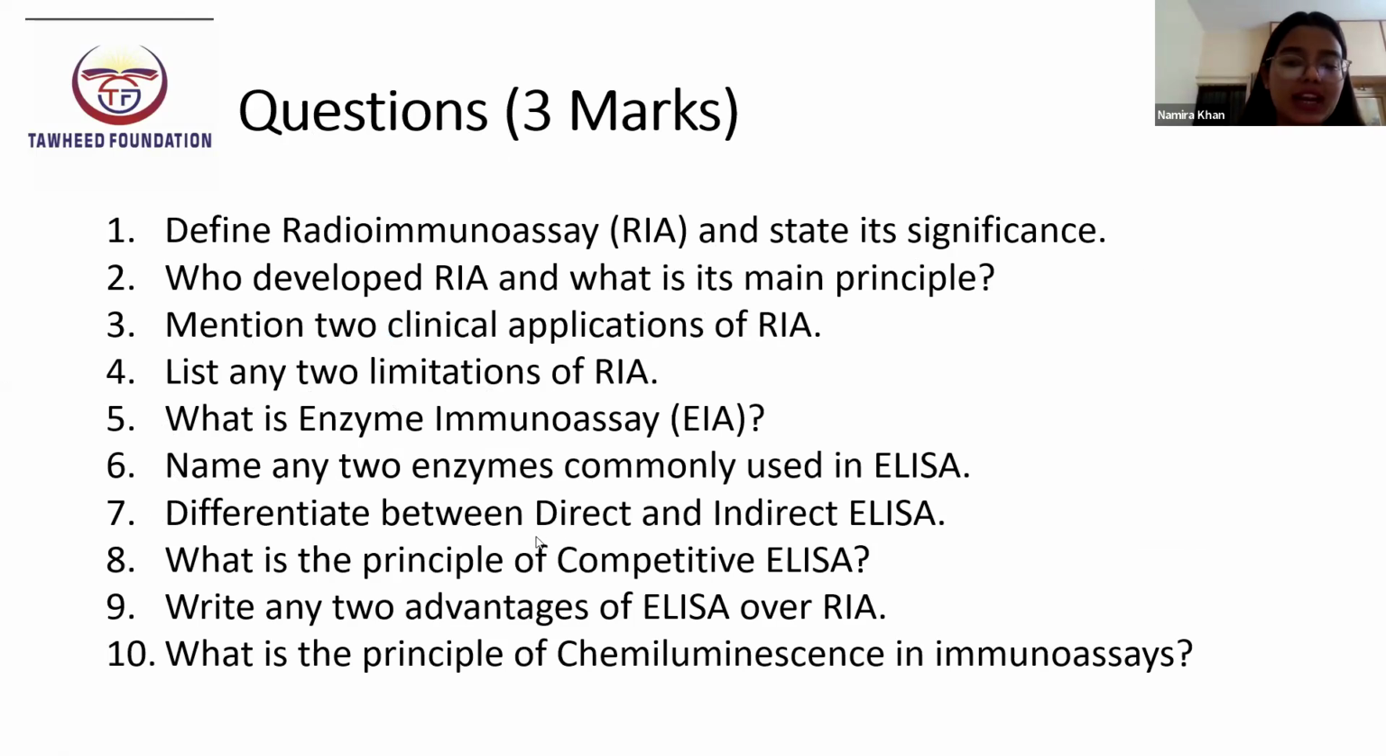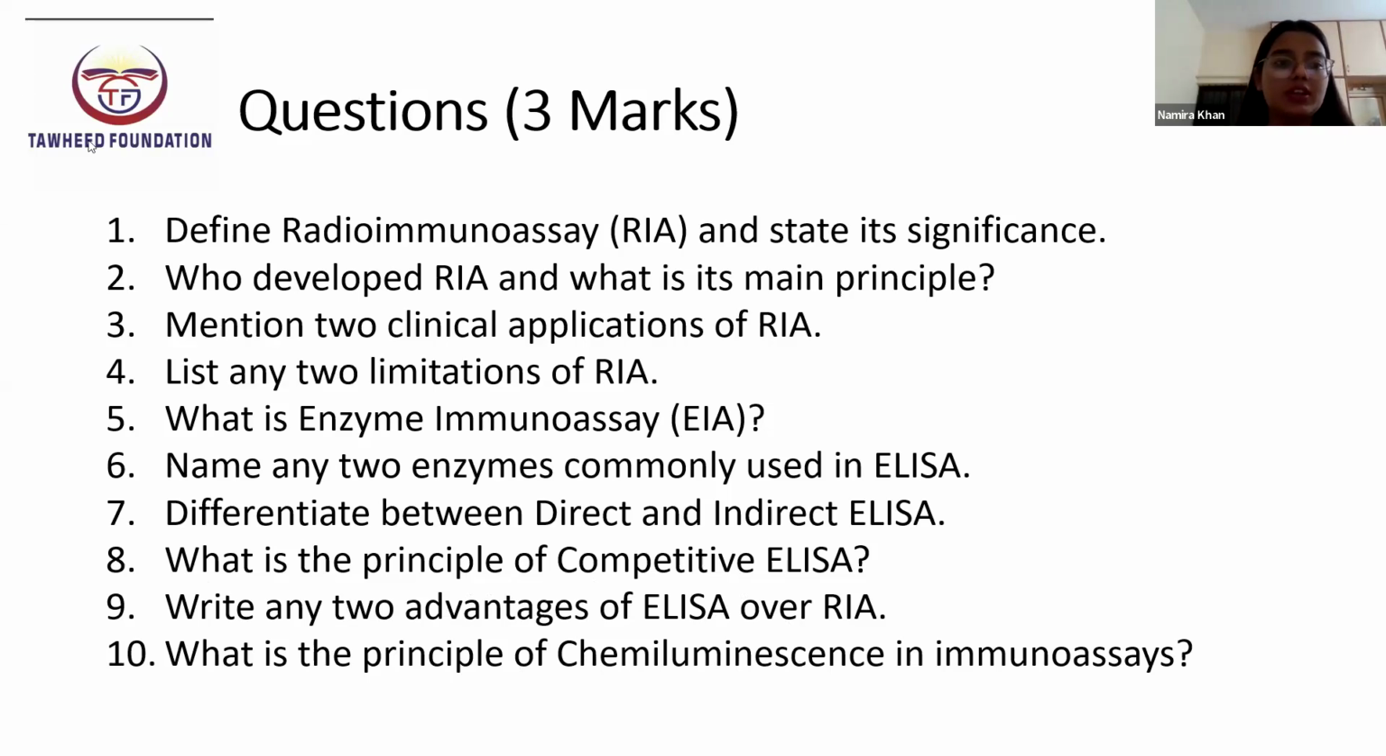Seven, differentiate between direct and indirect ELISA. Eight, what is the principle of competitive ELISA? Nine, write any two advantages of ELISA over RIA. Ten, what is the principle of chemiluminescence in immunoassay?